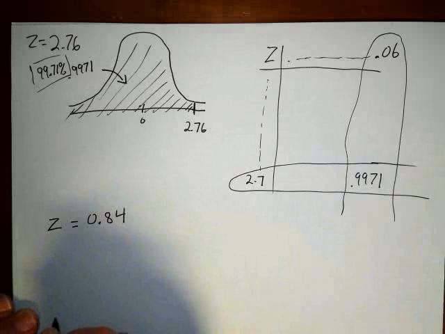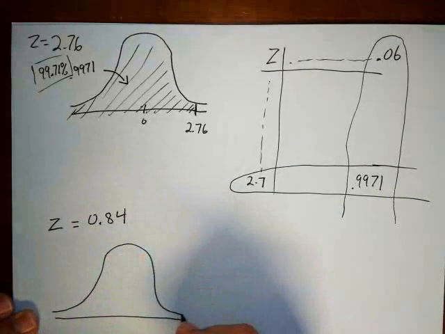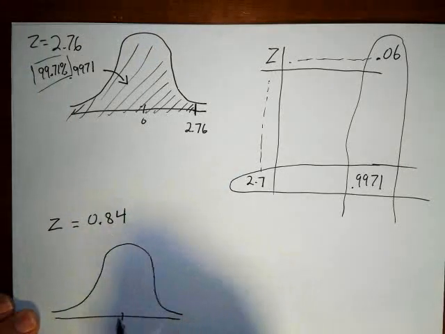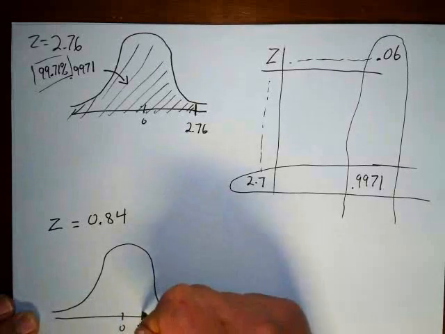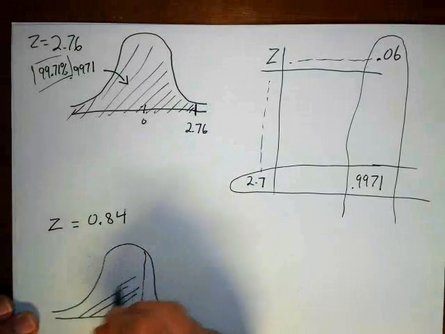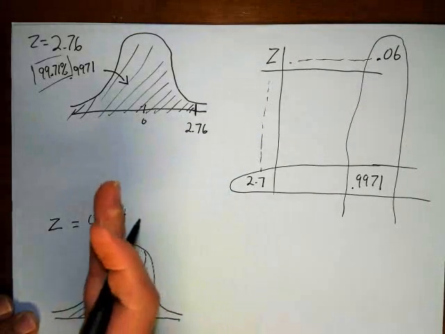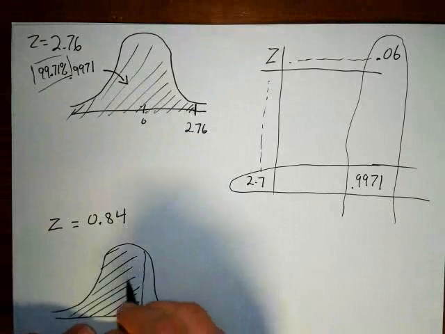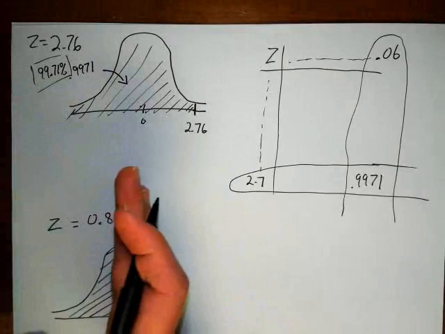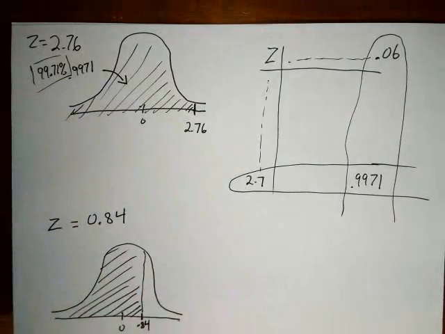Okay, so let's go ahead and see what's going on here. 0 is in the center. This is positive, so it's up above, but it's not even one full standard deviation, so it'll be closer to 0. So 0.84 would be right there. And then I'm going to get this area below that. Notice the area below the mean would be 0.5000, like 50%, right? So this has to be more than 50%.